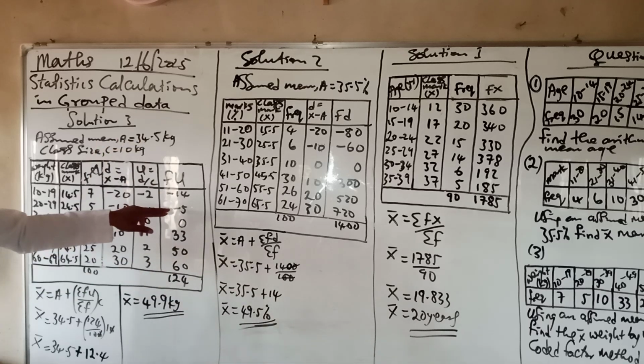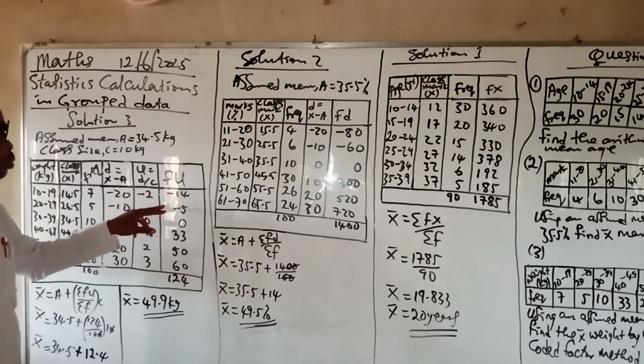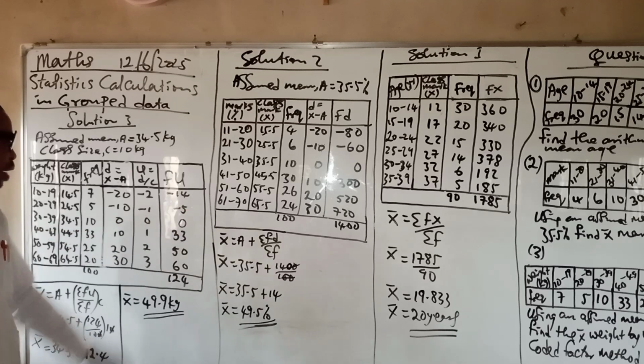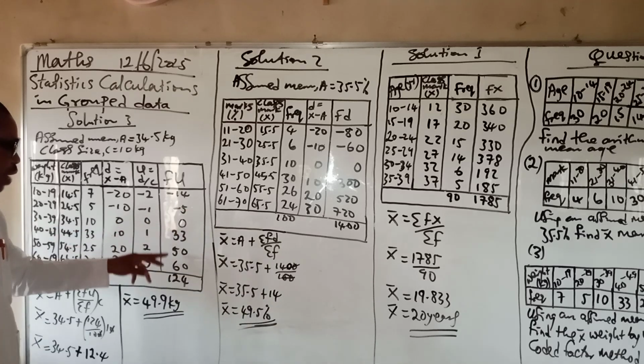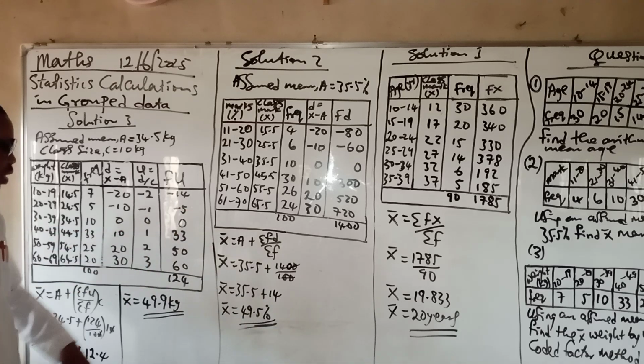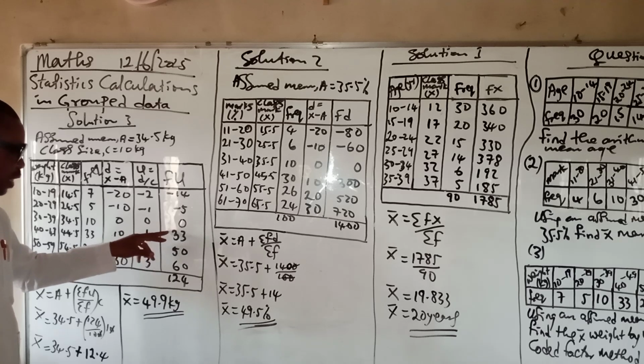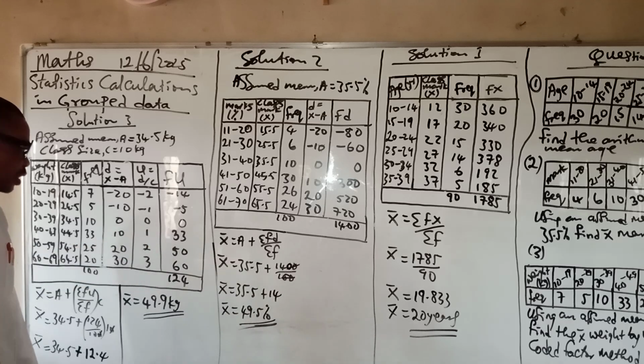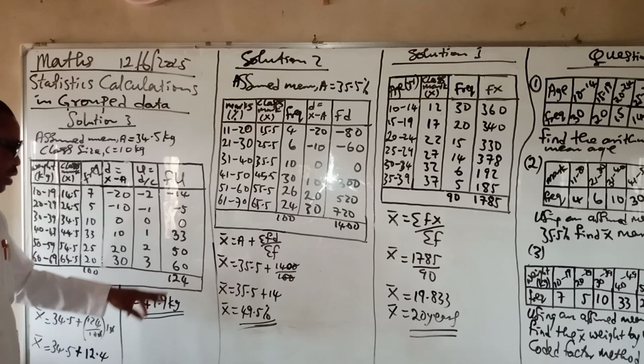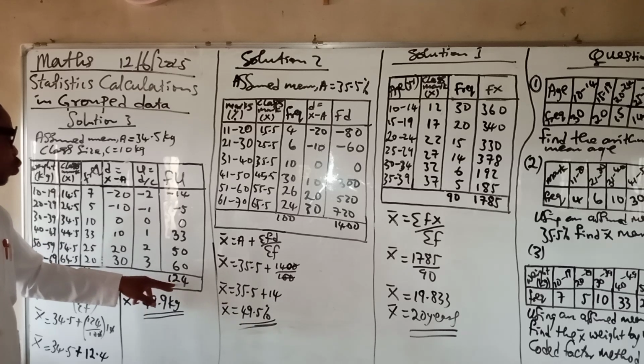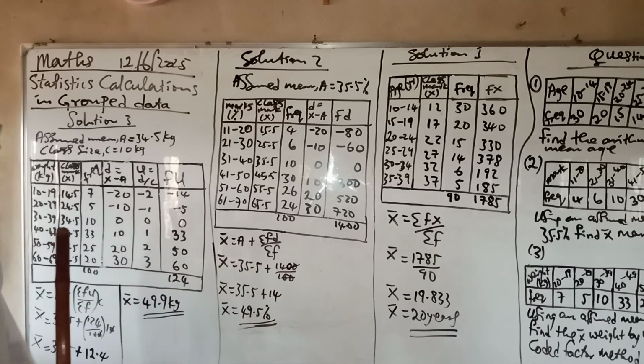Then, as usual, we add up the negative numbers. Minus 14 plus minus 5 gives us minus 19. When we now add up the positive values, 33 plus 50 plus 60, the 50 plus 60 will give us 110, plus 33 will give us 143, minus 19. That's how we arrive at 124.